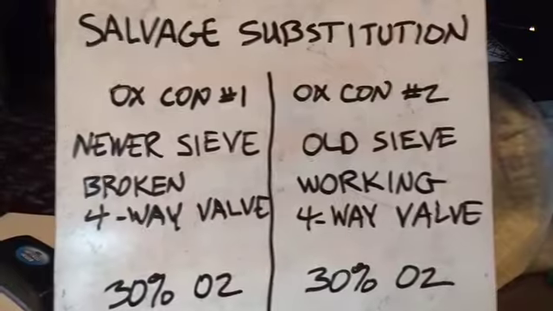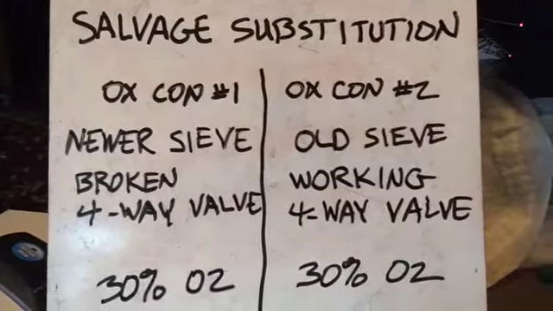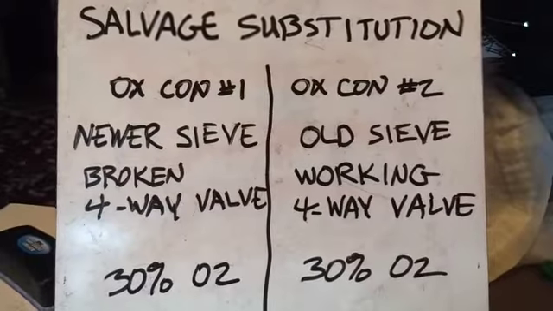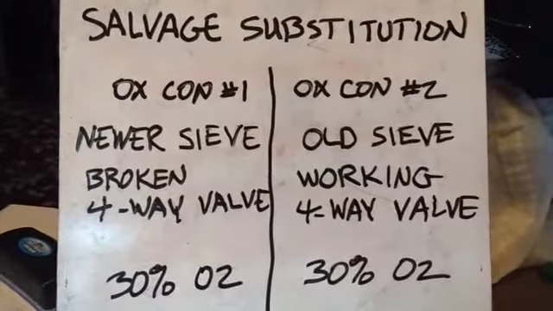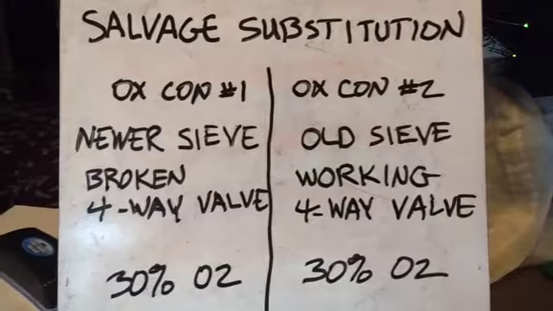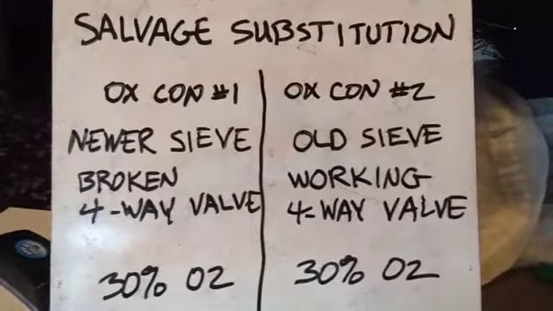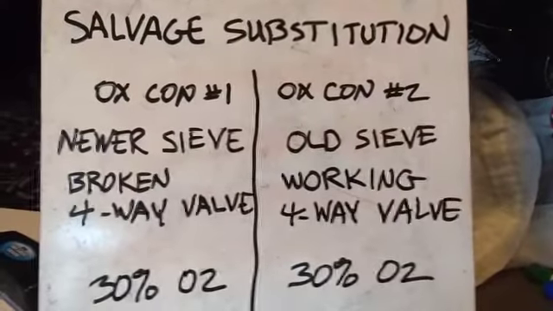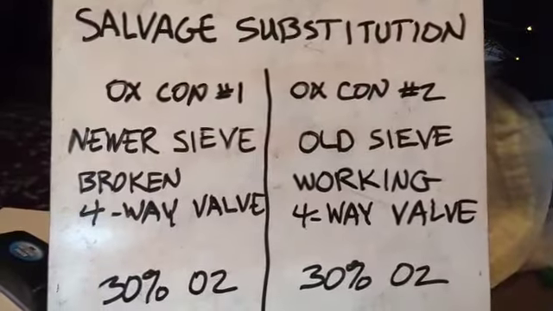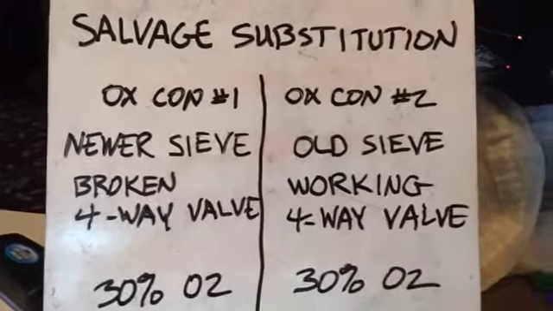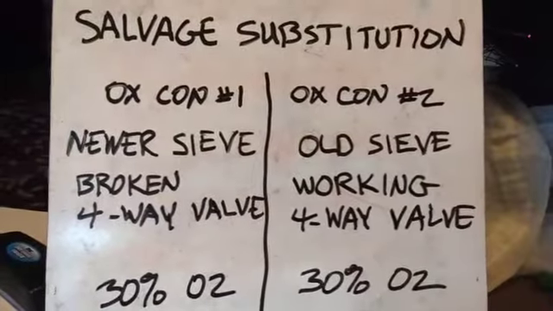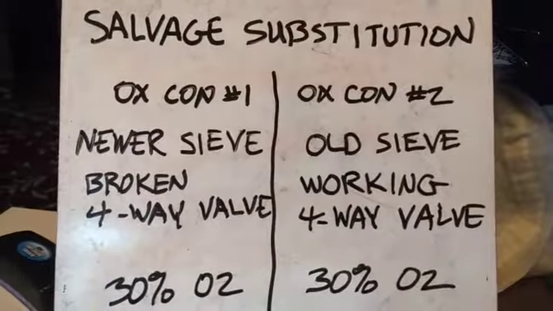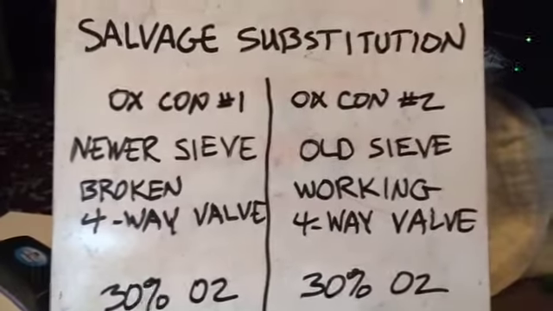Now, the idea of salvage substitution is to take two broken units and make one working unit. So we have two ways to do this. We could take the working four-way valve out of OxCon 2 and put it into OxCon 1, which has the broken four-way valve. Or we can take the newer sieve out of OxCon 1 and replace the old sieve in OxCon 2 with a working four-way valve.